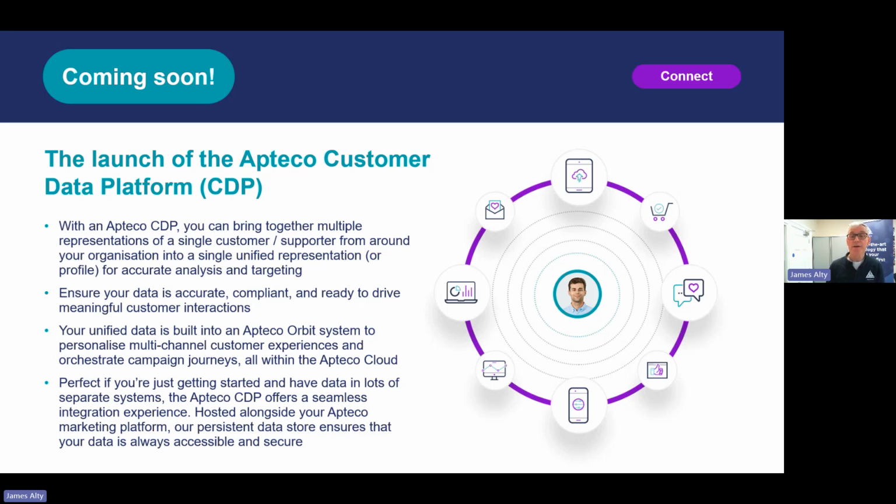You can bring those together around a single identity, so it's an identity resolution process that will help you ensure your data is accurate, you're getting a full picture of that person, and that data is then built into an Orbit system that then allows you to do all the great stuff that we talk about routinely in our webinars. It's a perfect way if you're just getting started and want to bring data together around a customer identity.